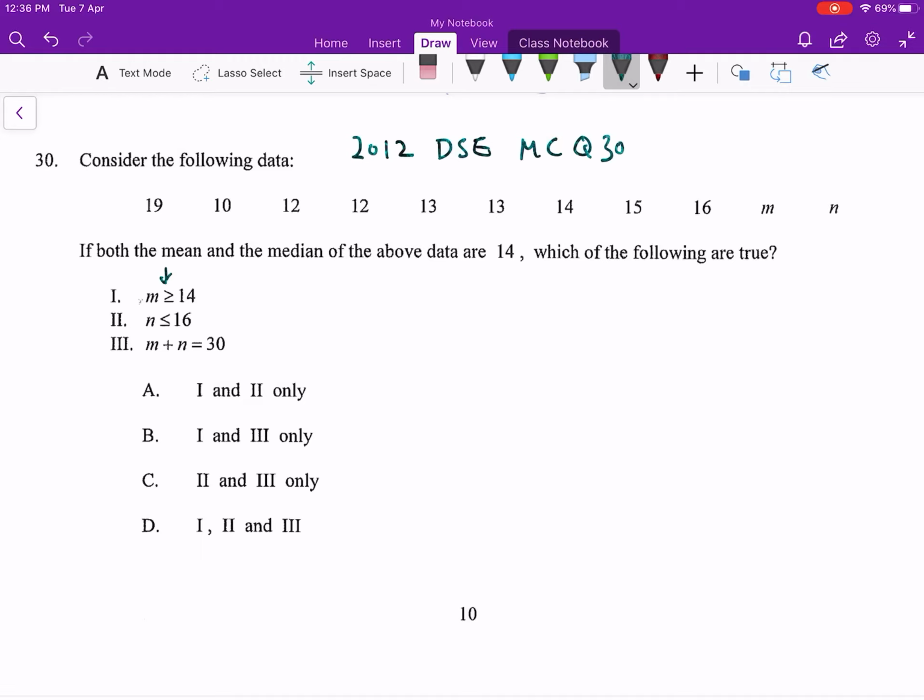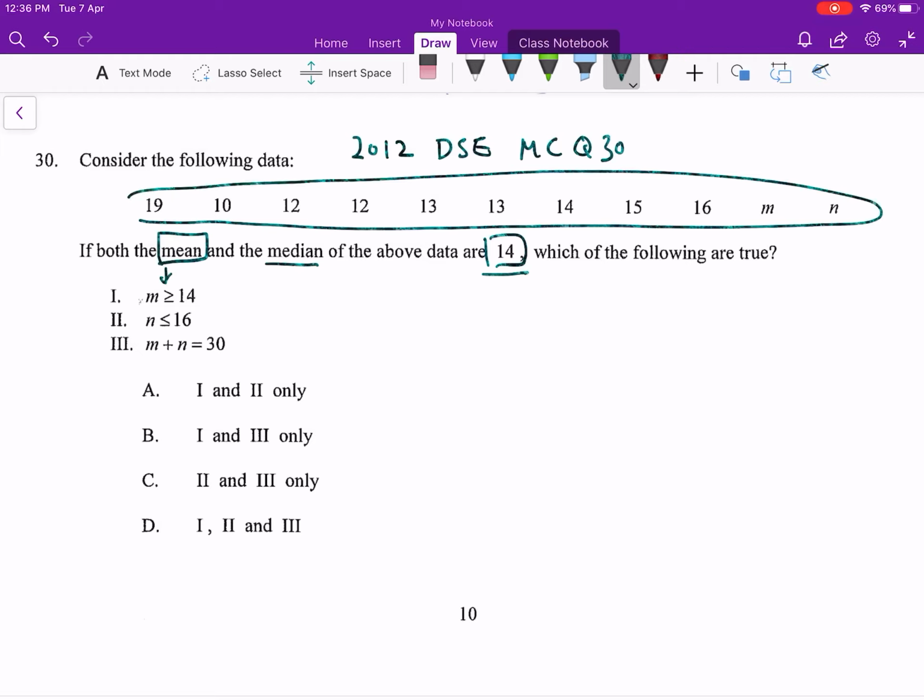First of all, take a look at what information you have. We have the mean is 14 and the median is 14 also. Normally we will make use of the mean first. So please help me sum up all these numbers, divided by the total number of values, that means 11. There are 11 values, so it is equal to 14. So we write it like this: the first few sum up to 1, 2, 4, plus m plus n, divided by 11 is 14.